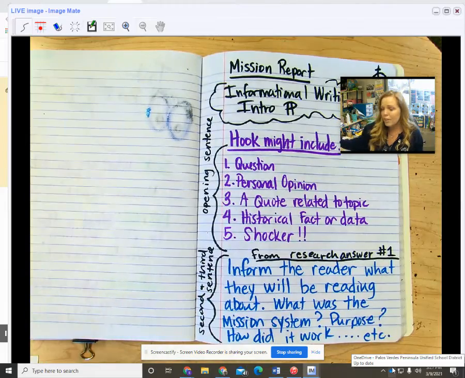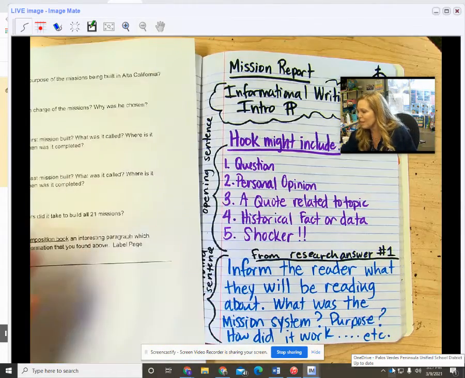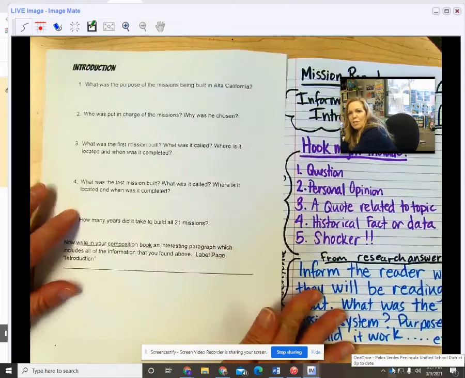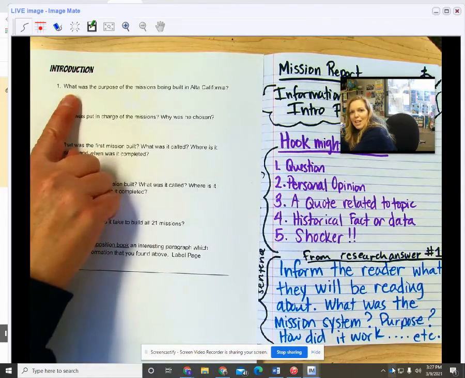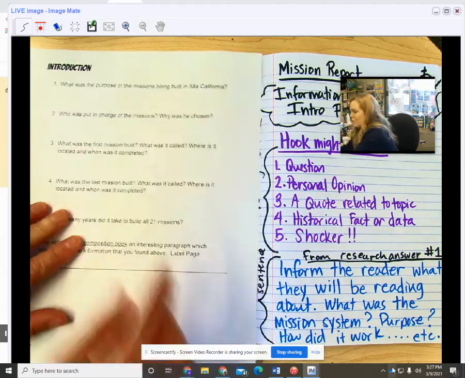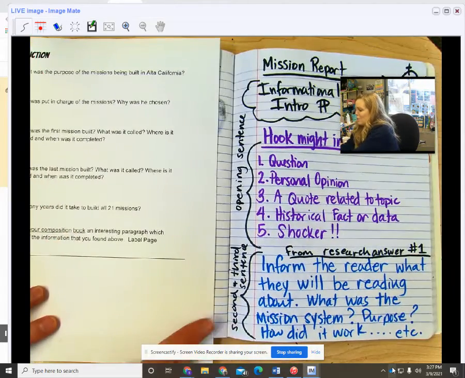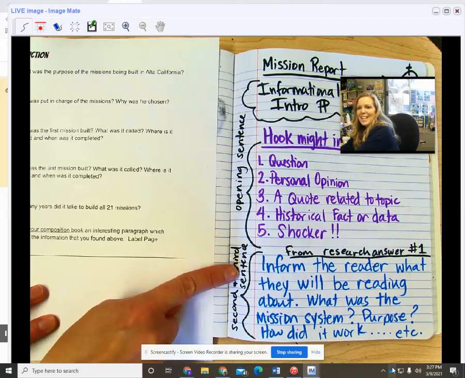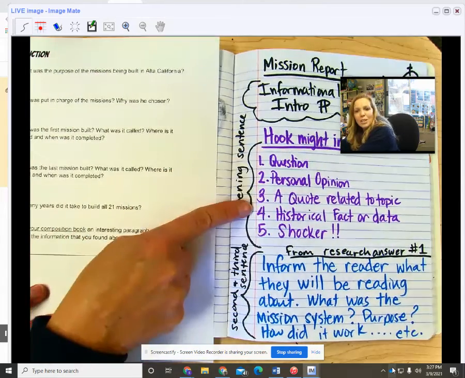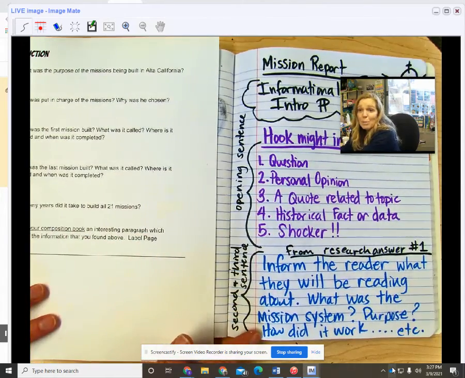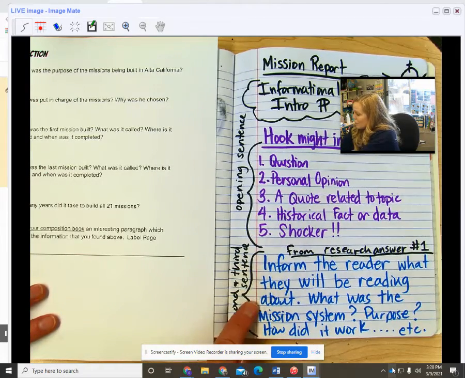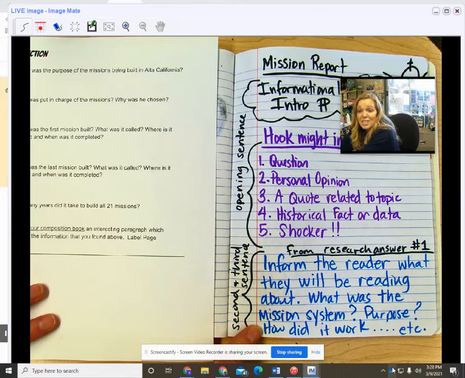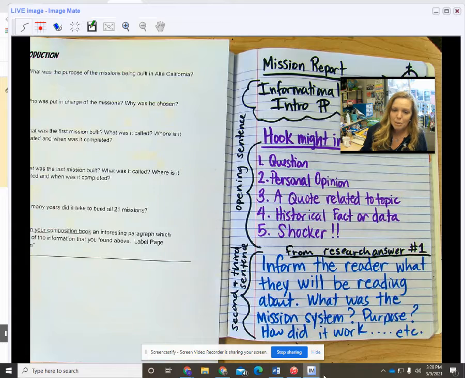Now, what am I going off of? I'm going off of that student copy and these research questions, which you are supposed to answer. So the very first question you're supposed to answer is, what was the purpose of the missions being built in Alta California? And that should make up your second or third sentence in this, right? First sentence being your hook. Second, maybe third, maybe if you're a big writer, even the fourth sentence will inform the reader what they will be reading about. What was the mission system? What was the purpose? How did it work? Etc. So you want to see where that shows up in my writing?